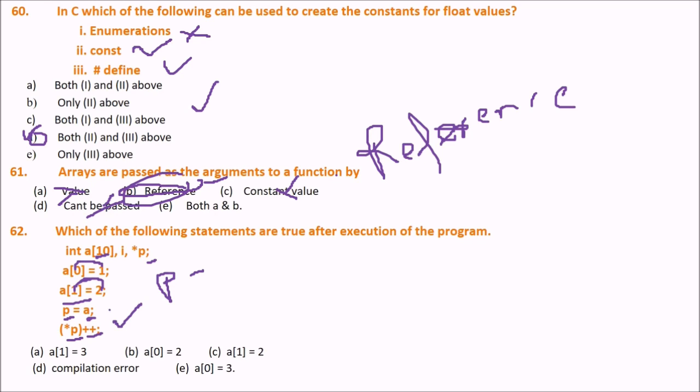So what will be the answer? Let us see. The answer is A1 equal to 3, because this is correct. P is a pointer here to the array A, so any operation performed on P will affect array A also, which we are doing here. So this star P plus plus will be given as this, because the value is 2, and because we are doing 2 plus plus, this will be 3. So this will be the answer.